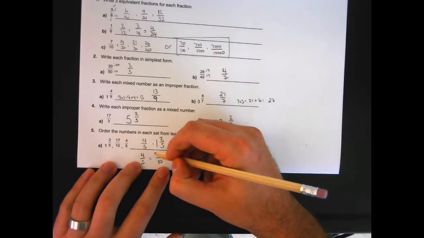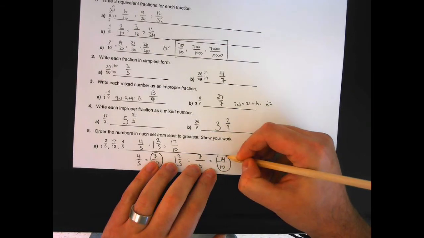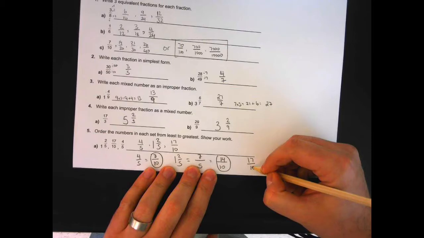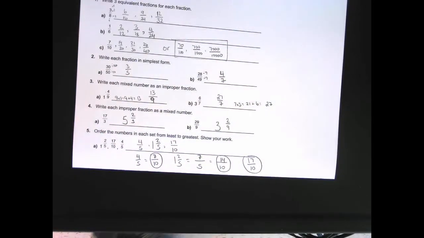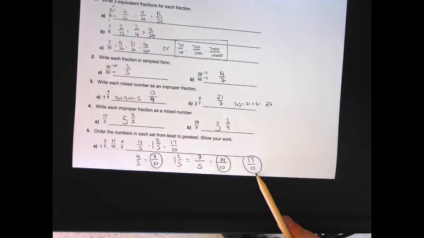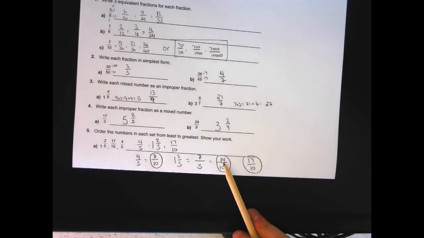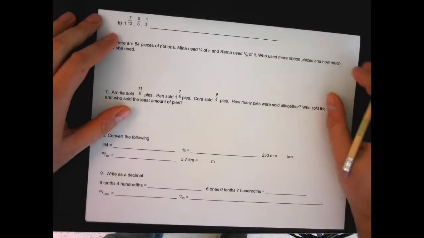So here's the first one. You said 8 tenths was the smallest one. 14 tenths. And then the last one was 17 tenths. So now you know that you've done it right, because you made all the denominators the same and you've put them in order. 8 is smaller than 14, which is smaller than 17. The next question, same thing applies.